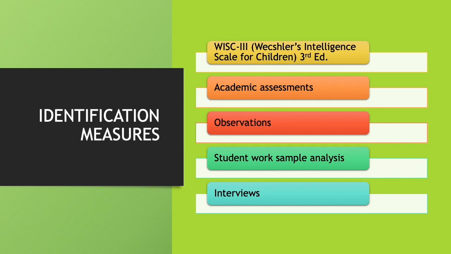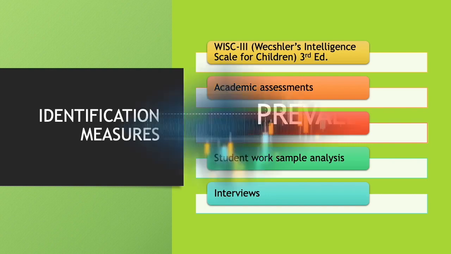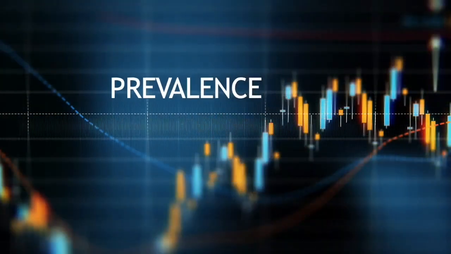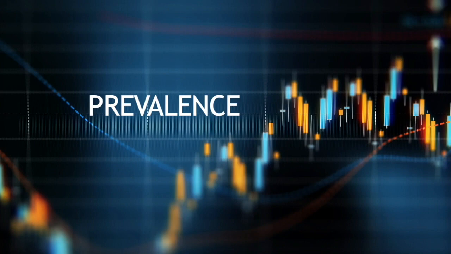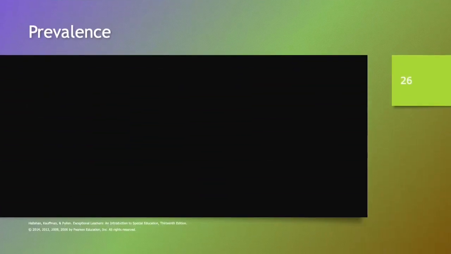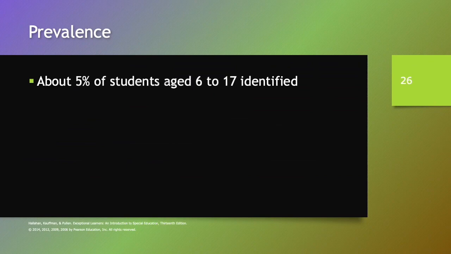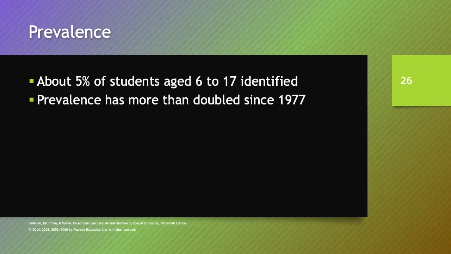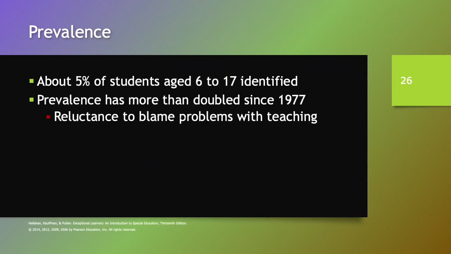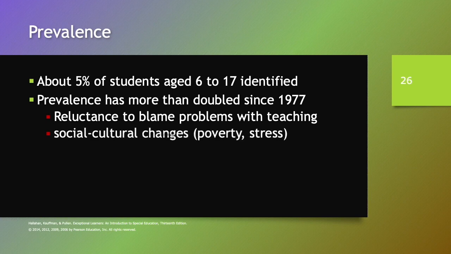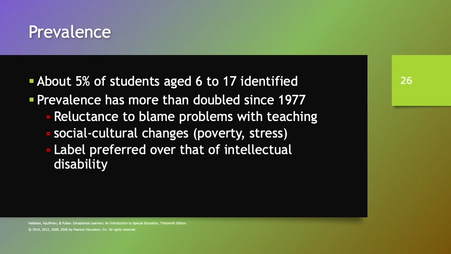So let's look at the prevalence. How often will we see learning disabilities? Approximately 5% of the students between the ages of 6 and 17 have been identified as having a learning disability, and this prevalence has more than doubled since 1977.